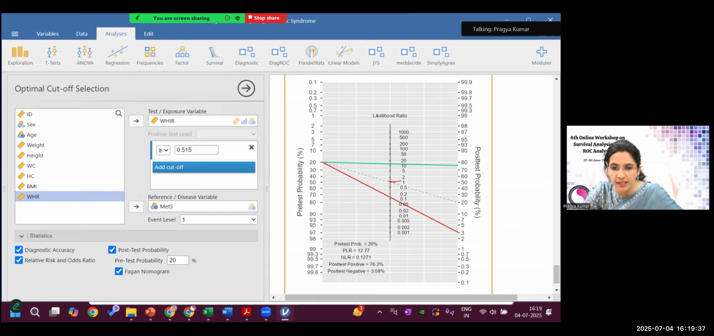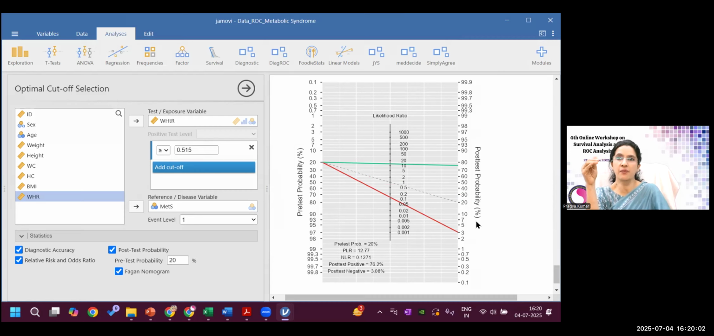True. So if it is crossing through 1, it is the null line. Because if you extend it here, there is no change of post-test probability. It is exactly the same as pre-test. So this is the line of null, above which we test for positive and below which we test for negative.